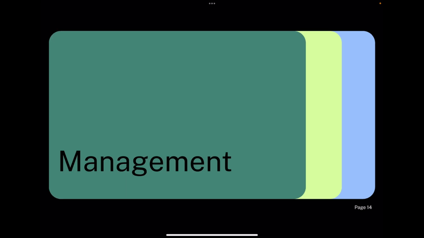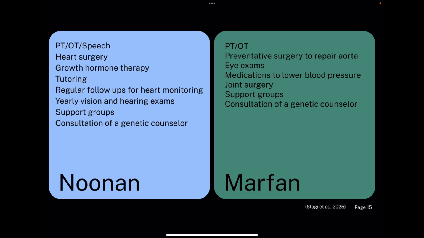Next, we will talk about the management of both. For Noonan syndrome, some management would involve PT, OT, and speech therapies. You can have heart surgery to correct any anomalies. Growth hormone therapy can be useful to address the short stature that is seen. Tutoring can help with learning disabilities. Regular follow-ups for heart monitoring are very important, along with yearly vision and hearing exams, support groups for both patients and families, and consultation of a genetic counselor in order to get early management tips and tricks.